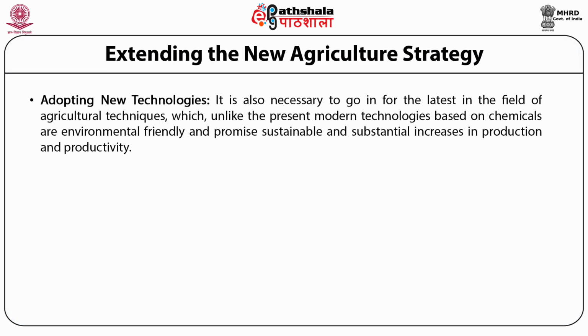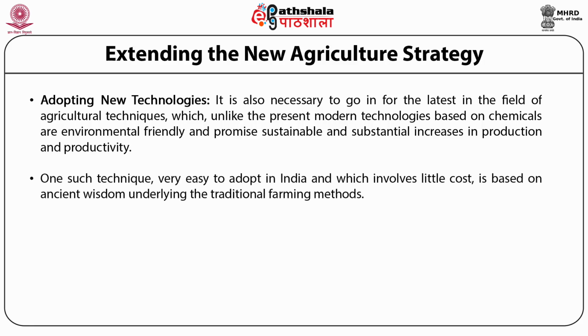So briefly, we can say that this new green revolution should provide technology for moisture conservation, prevention of soil erosion, and improved practices and inputs. Adopting new technologies: it is also necessary to go in for the latest in the field of agriculture techniques, which, unlike the present modern technologies based on chemicals, are environment friendly and promise sustainable and substantial increase in production and productivity. One such technique, very easy to adopt in India and which involves little cost, is based on the ancient wisdom underlying the traditional farming methods.